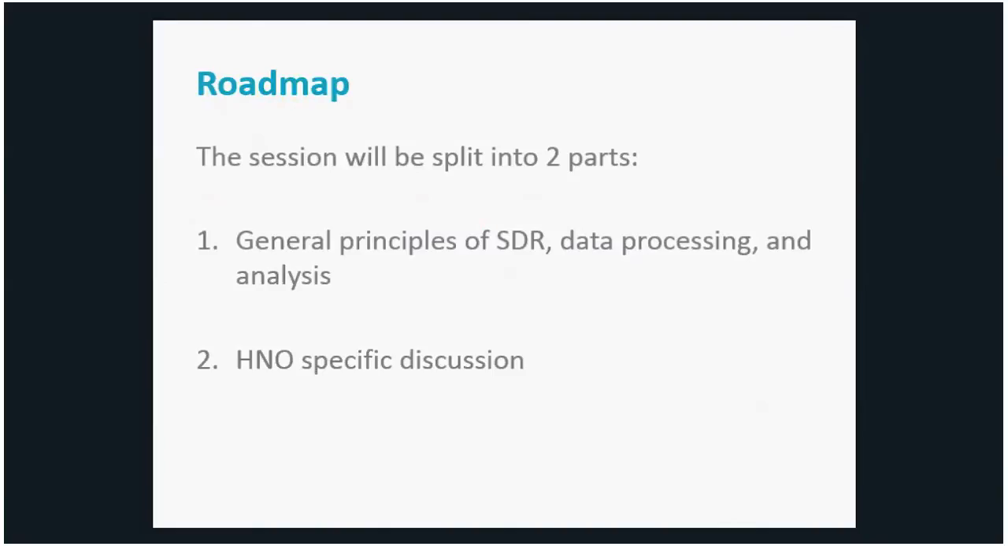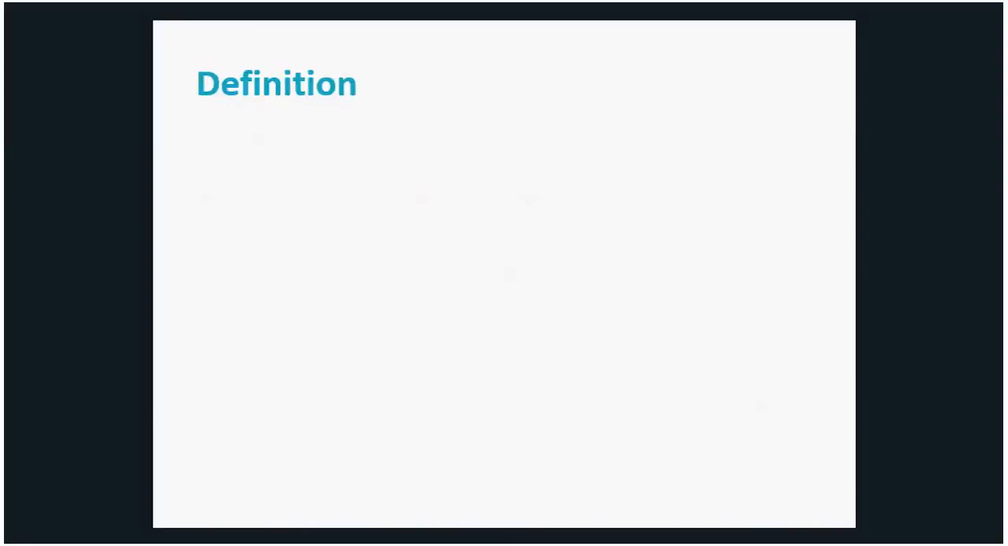This session will be split into two parts. First, we will go through some general principles of secondary data review, on data processing and on analysis. Towards the end, we will turn it into a more specific discussion on the humanitarian needs overview. As Jude and James have said, we will also have a couple of exercises for you as we go along. And thought we'll start right away with one.